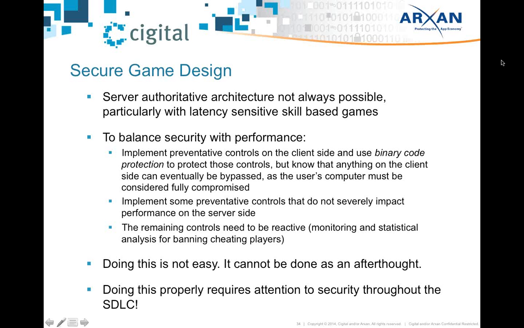Second, implement some preventative controls on the server side that don't severely impact performance. As network speeds and computational abilities improve, we'll be able to do more and more checks on the server side. Finally, implement some detective and reactive controls on the server side. Just because you can't stop all attacks in real time doesn't mean that you shouldn't take action against cheating players later. Now, doing all of this isn't easy. You do need to think about security throughout your software development lifecycle to be able to do this properly.